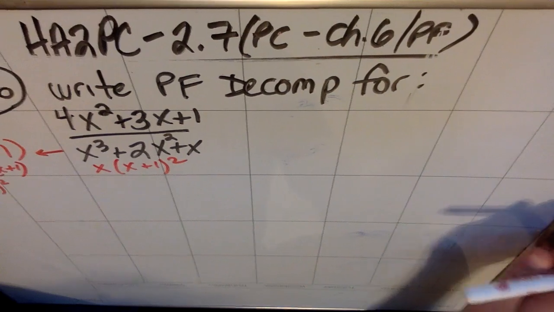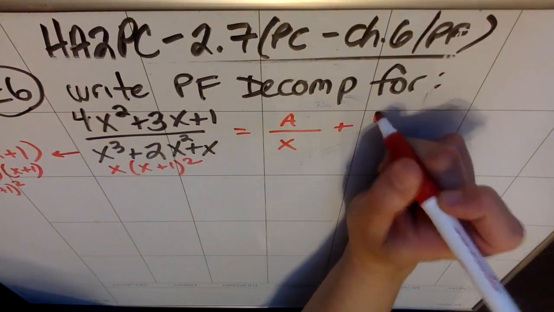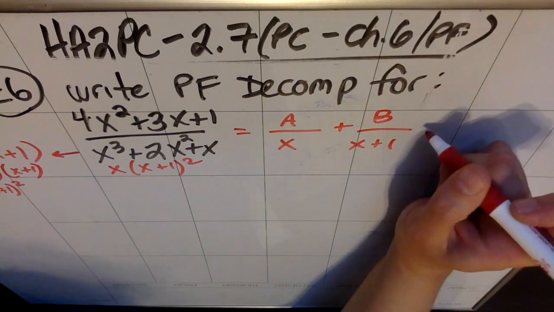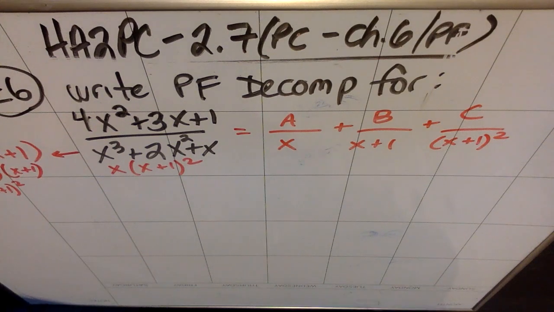So when I write my setup, right, it's going to be an A on top of this x, plus a B on top of the first x plus 1, plus a C on top of the (x plus 1) squared, right? Because when you have a repeated factor, you do one fraction for each power of that factor up to the top, okay?